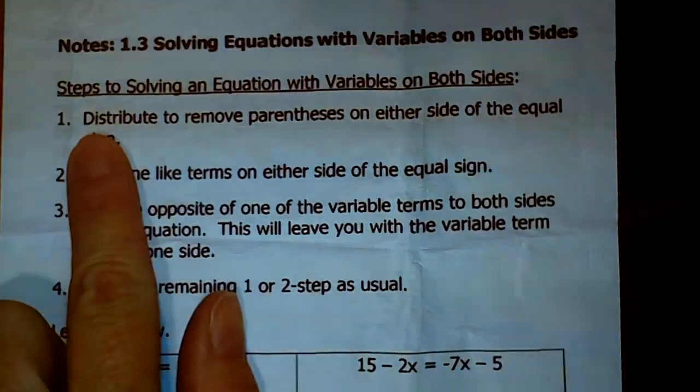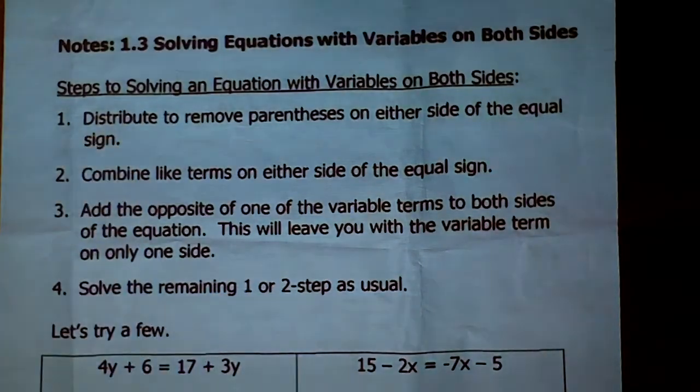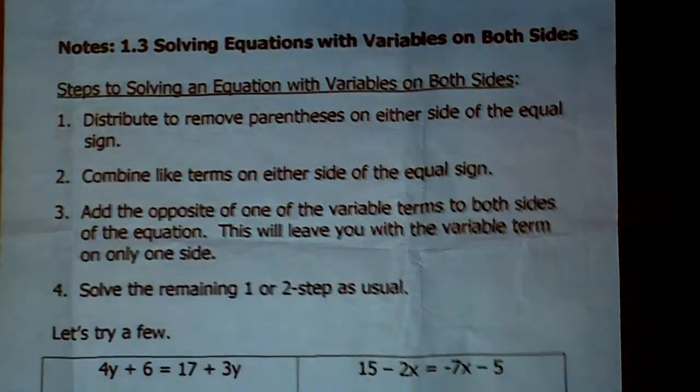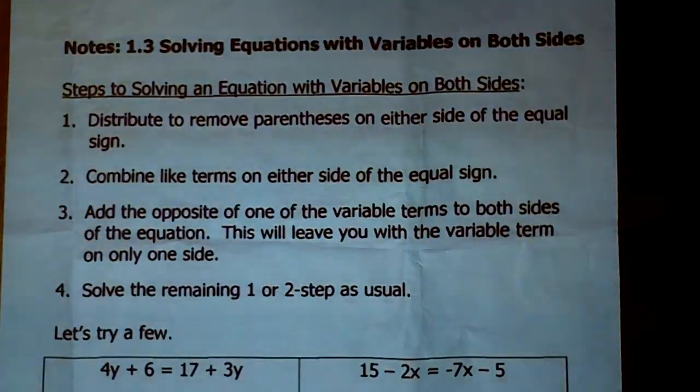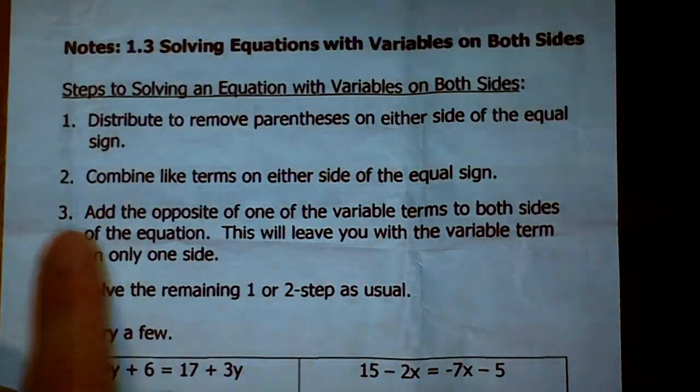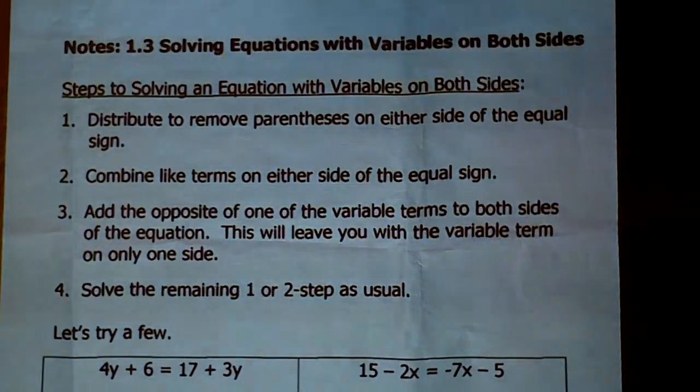So yeah, step 1, you should always remove parentheses on either side of the equal sign separately first if you see them. After they're gone, then combine the like terms on either side of the equal sign. Step 3, and this is where it's a little different than what you're used to. Because you're going to have a variable term on both sides of the equation, you're going to want to eliminate one of them from one of the sides.